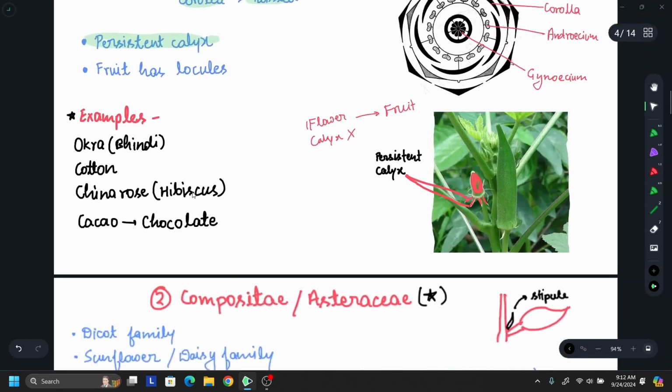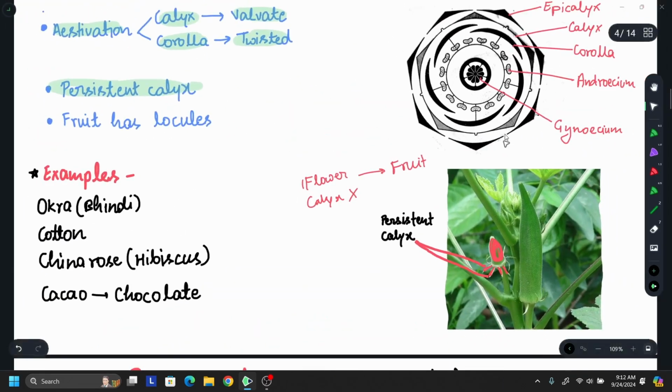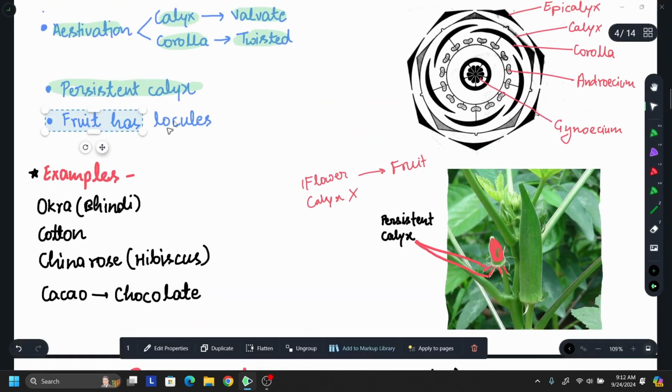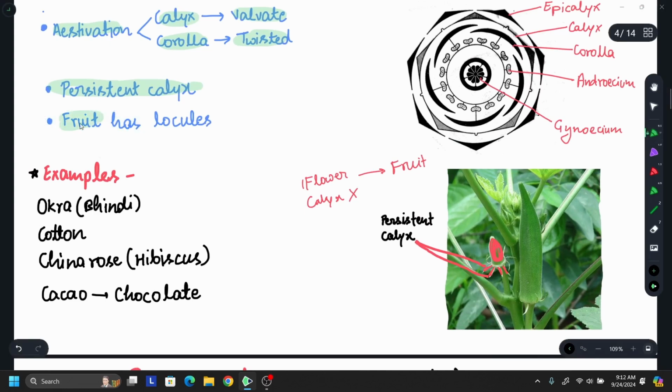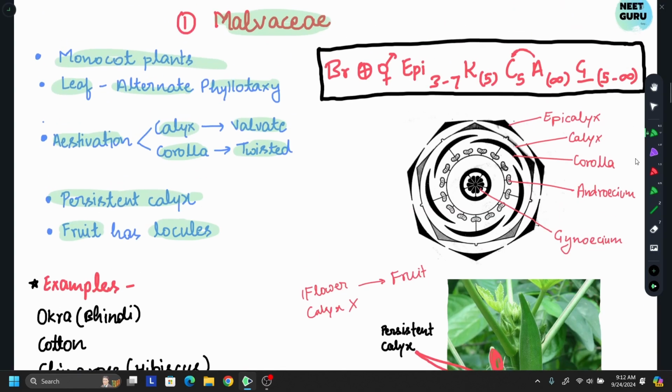Let's zoom a little. The fruits have locules, and you can see the fruit of the okra or bhindi. You can see there are five or six, or four different partitions drawn inside the fruit. So that's why we say that fruits have locules. The fruits basically have rooms made in them.